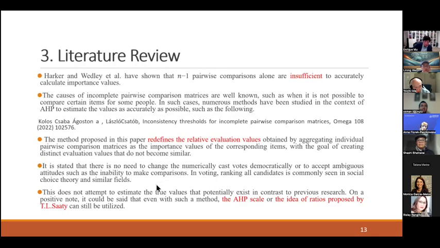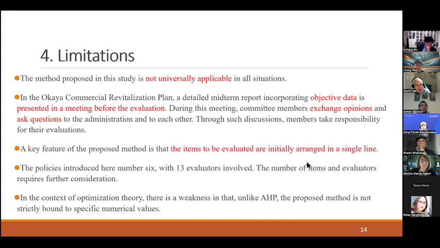Let us revisit the context of incomplete pairwise comparison matrices in the AHP. But I'm sorry, I have little time, so I will skip this. And we have a lot of limitations. As you can see, the method I proposed here is very difficult to use in ordinary situations.